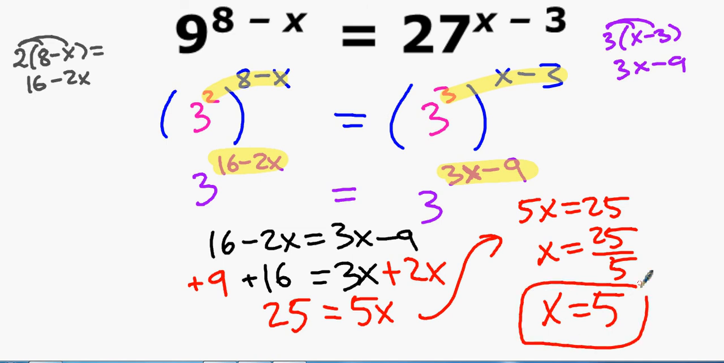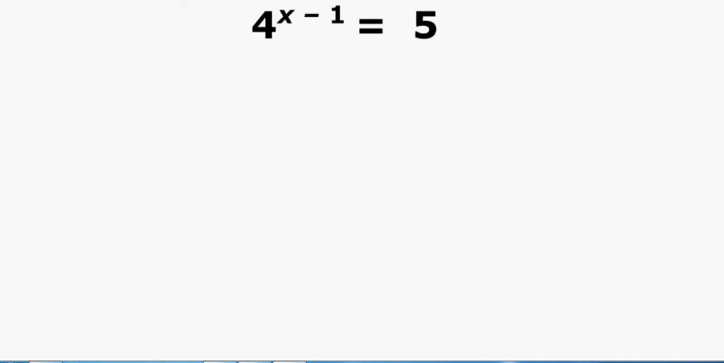So this was the first case where we were able to rewrite 9 and 27 with the same base. Now let's see what happens when we cannot do that. So in the next problem, there is no way to write 4 and 5 as a number with the same base and different exponents. So the rule says if you can't do it, take a log. So we can take log of both sides.